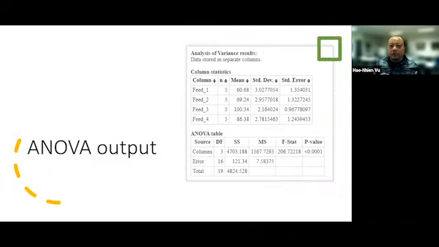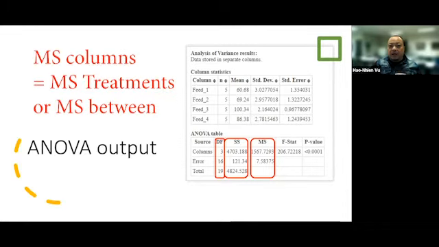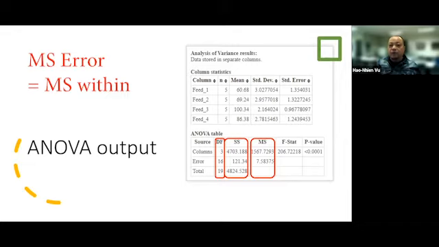When you run technology on ANOVA, this is a typical output where you have a lot of information here. This column DF stands for degrees of freedom. SS stands for sum of squares, and MS stands for mean squares. MS for the columns is usually called MS between because it reflects the variability between populations. The MS error is also called MS within. It reflects the variability within each population.